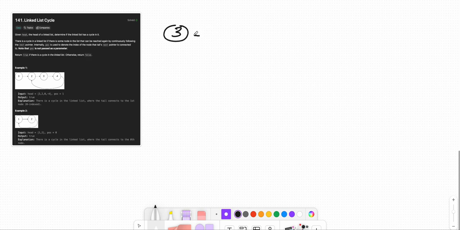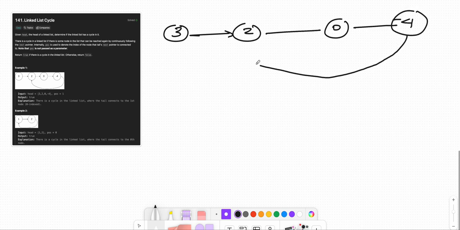3, 2, 0, -4. With that, it shows there is a cycle in it, right? And basically, the question is how do we determine if there is a cycle in it, right?